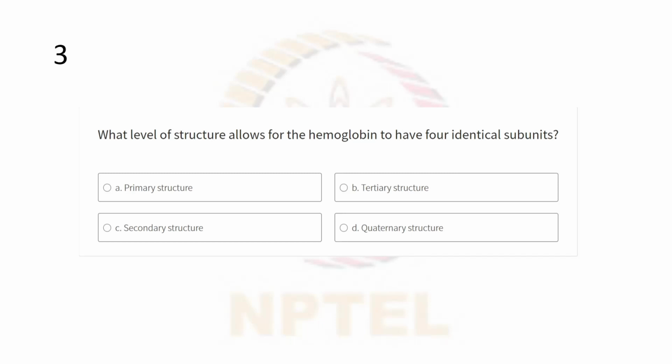Next, hemoglobin tends to have 4 identical subunits. So what is that level of structure known as? Yeah, if anyone is unable to follow the questions, please let me know if I move fast so that I'll explain again. Even the recording of this lecture will be available to you by tomorrow morning.